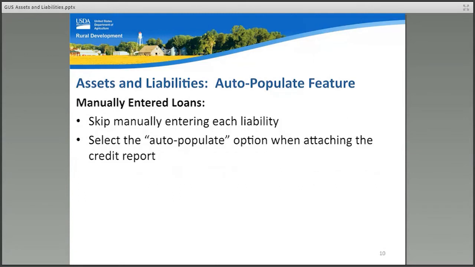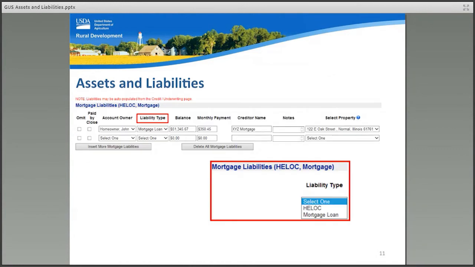For loans that are manually entered into GUS, it is recommended that users skip manually entering the liabilities. Instead, select the auto-populate option when ordering the credit report into GUS. This will ensure that every open liability on the credit report will be reflected on this application page.